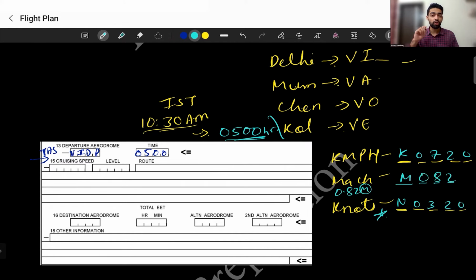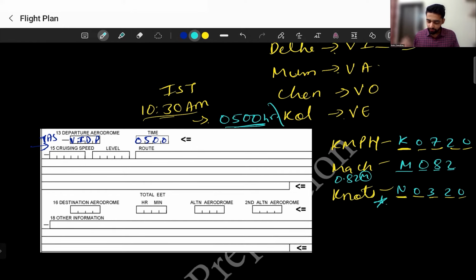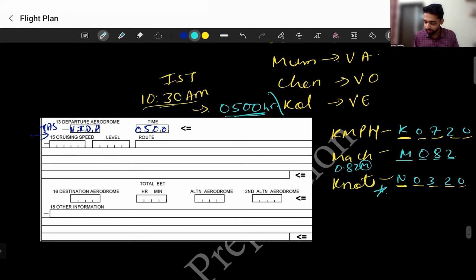Clear? It will not have any point, so it will be 0.82, M082. Now usually whenever we cruise, we have a particular speed, and as a passenger plane, we usually write it in knots. So we will write N0320. I will write like this. Cruising speed is 320 knots.